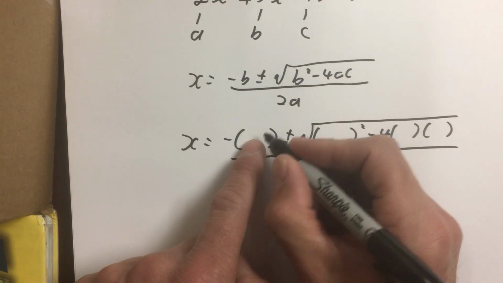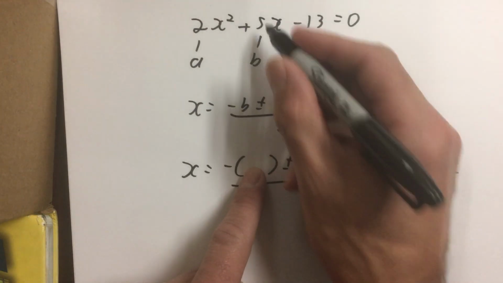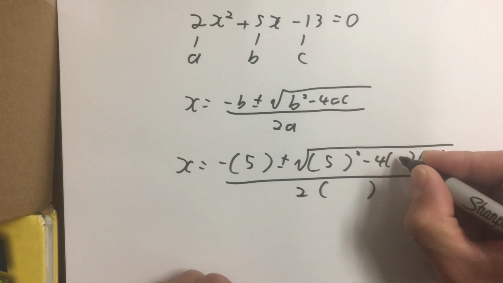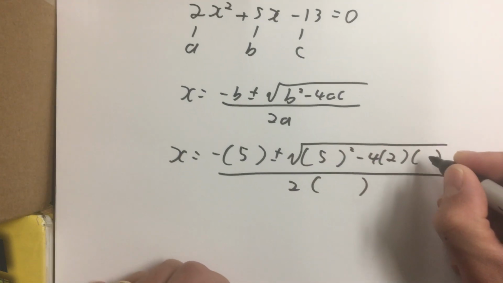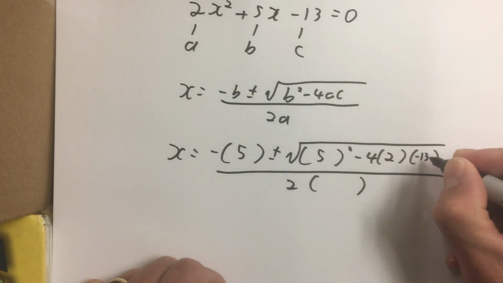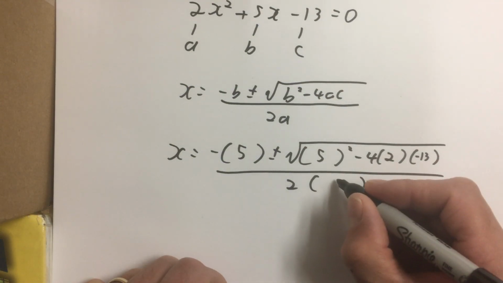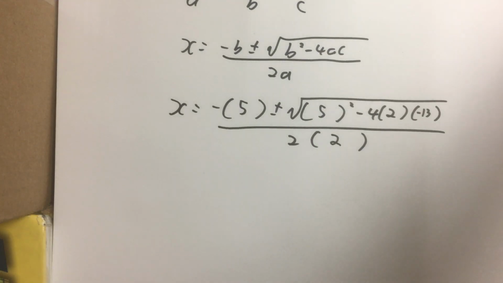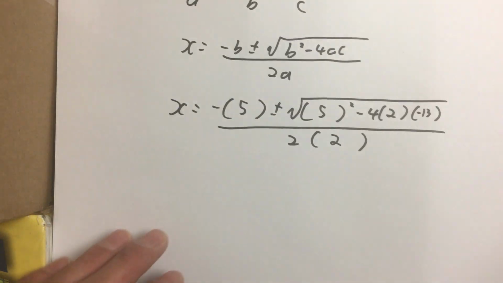Step 4, fill the shell with the numbers. So remember, this is B, and B is 5. So I have a 5 here and here. This is A, A is 2. This is C, C is negative 13. And A is 2. Finally, we're going to apply BEDMAS.